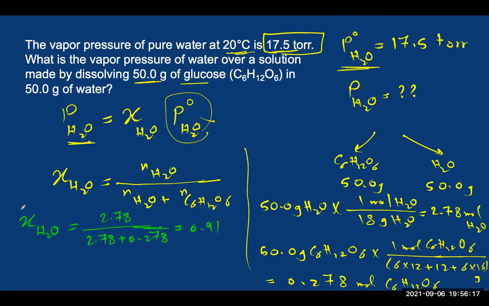So now I will substitute in the formula for Raoult's law. The pressure of H2O will be equal to the mole fraction, which is 0.91, times the pressure of the pure solvent, which is 17.5 torr. This will give us the pressure for H2O as a solvent, which will be 15.9 torr.